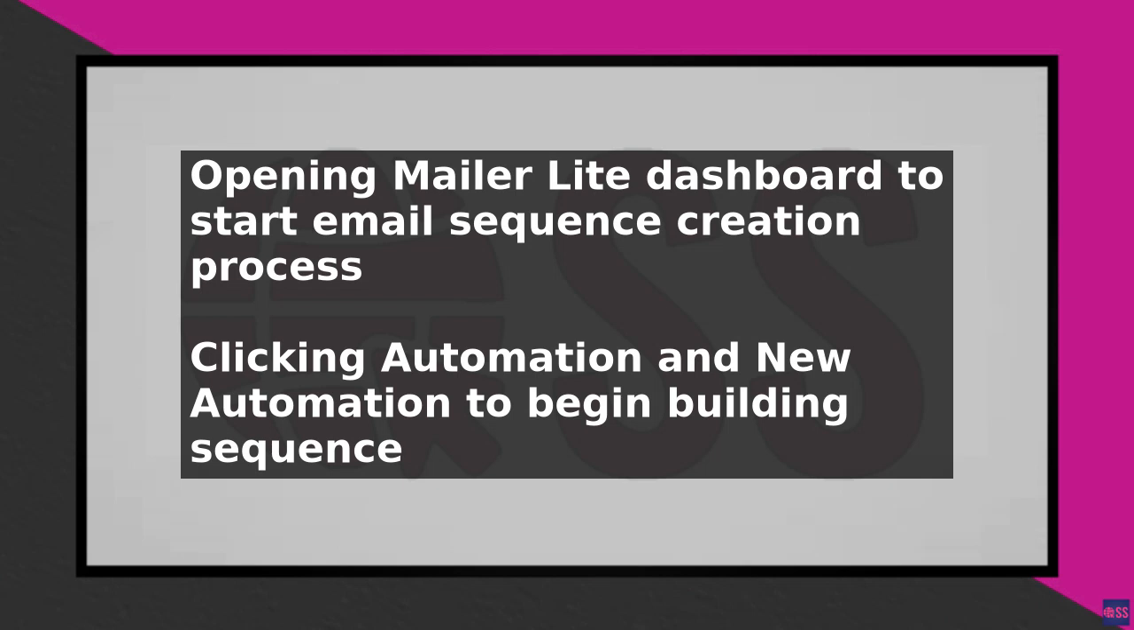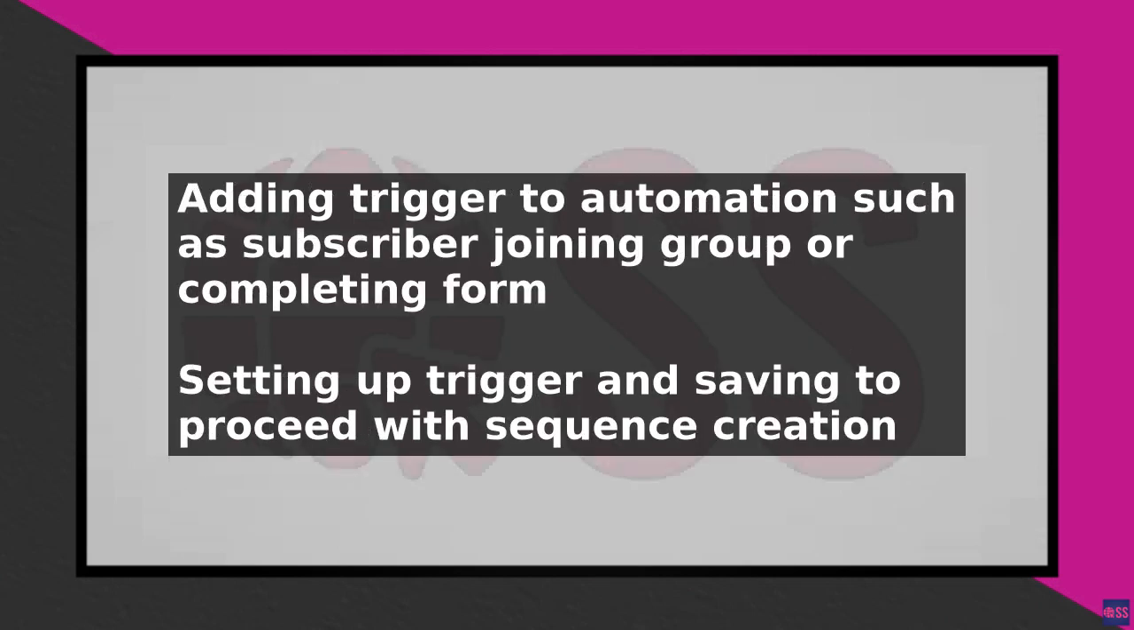You can choose to use a template or start from scratch. In this case, starting from scratch is the preferred option. Give your automation a name, and then click Start Building.